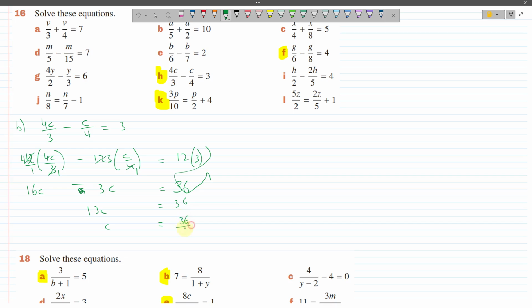Whatever that is, 36 over 13. All right, moving on. Let's do the next example. We're doing k now. 3p on 10 is equal to p on 2 plus 4.